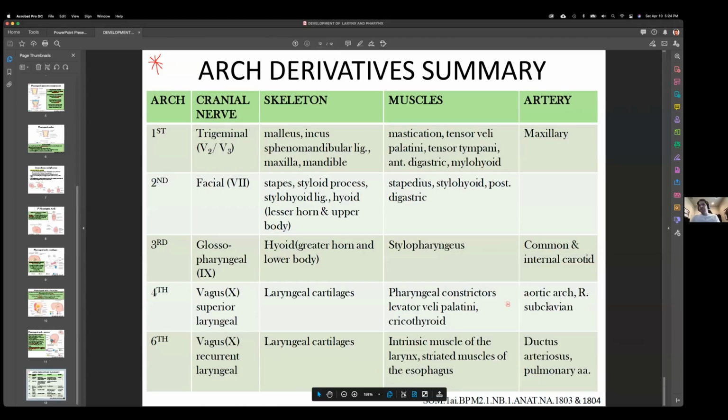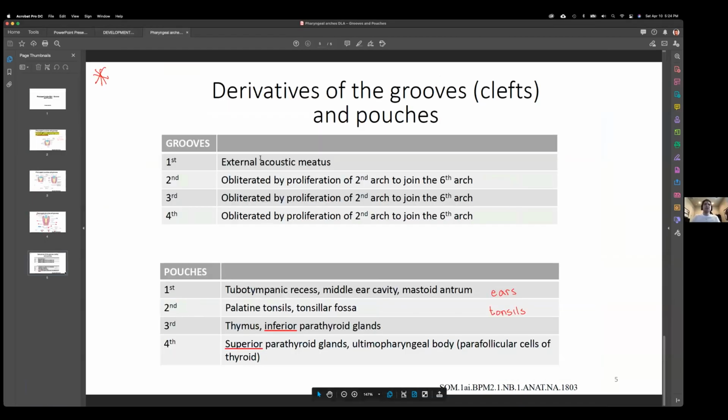All right. Grooves and pouches. The only real groove you need to know is the first one, obviously, the external acoustic meatus. Remember, cranial nerves 7 and 8 go through there. Pouches, these are the ones that flip. So pouch 1 deals with the ears, pouch 2 deals with the tonsils, and 3 and 4 flip. All right, so 1 is ears, 2 is tonsils, 3 and 4 flip. Meaning the superior parathyroids come from 4, go up top, and inferior parathyroids come from 3.